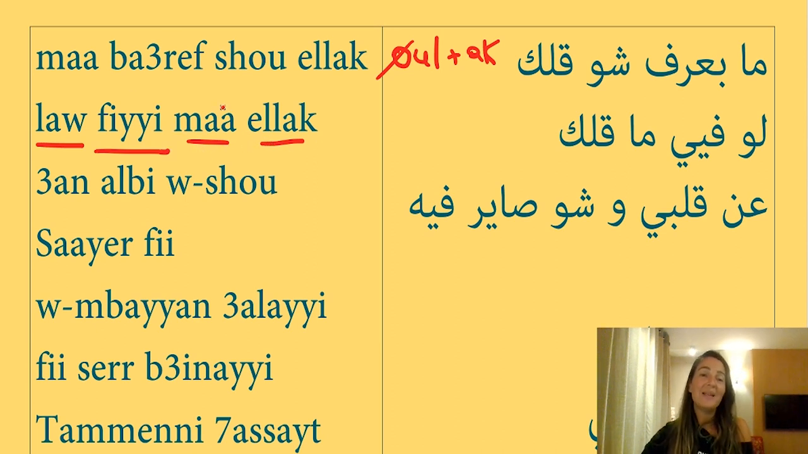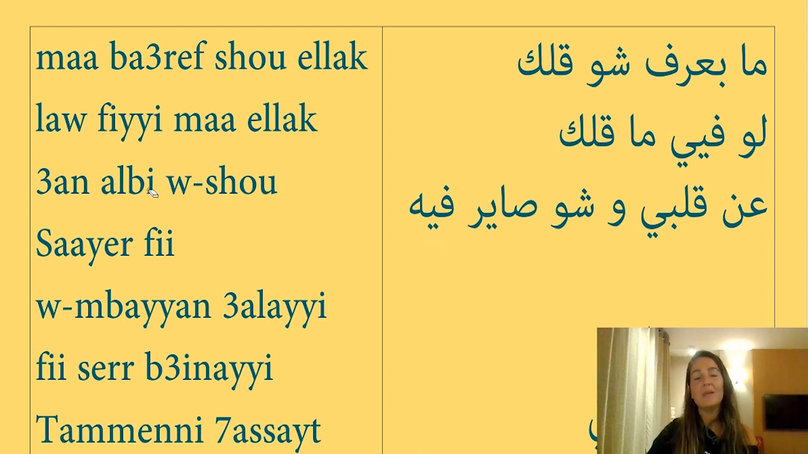So, لو فيي ما إلك, I removed the ما and I said, I wish I could tell you, لو فيي إلك. Again, just to be open for love and be honest about our feelings. So, لو فيي إلك, عن قلبي وشو صاير فيه. Again, قلبي, as we said in Lebanese, we have to pronounce it قلبي. عن قلبي. So, لو فيي ما إلك عن قلبي. If only I could not tell you about my heart. عن means about. قلب means heart. قلبي is my heart. If I could only not tell you about my heart.